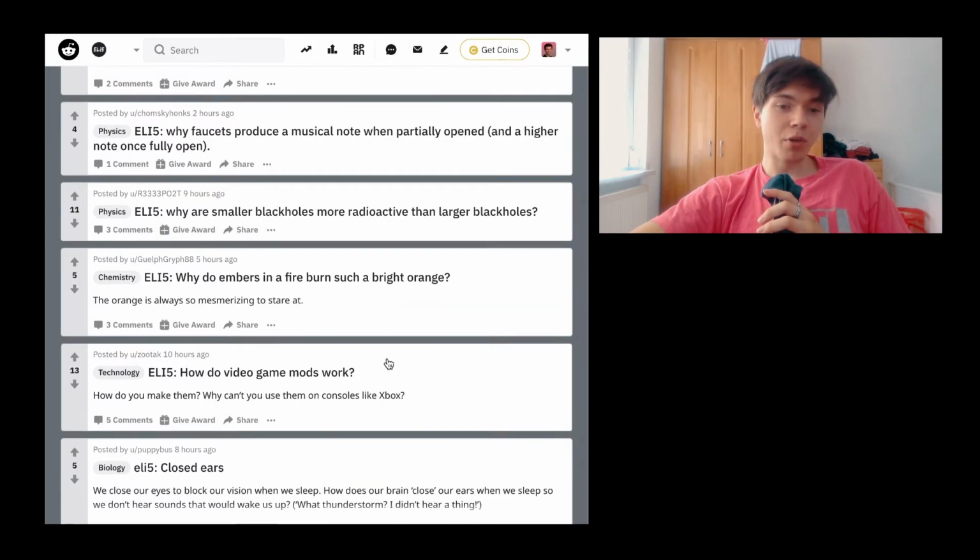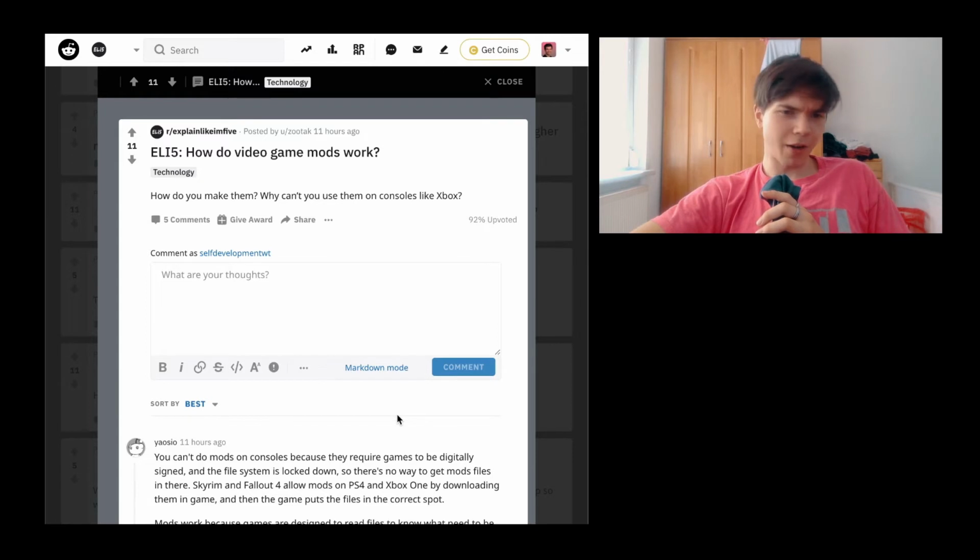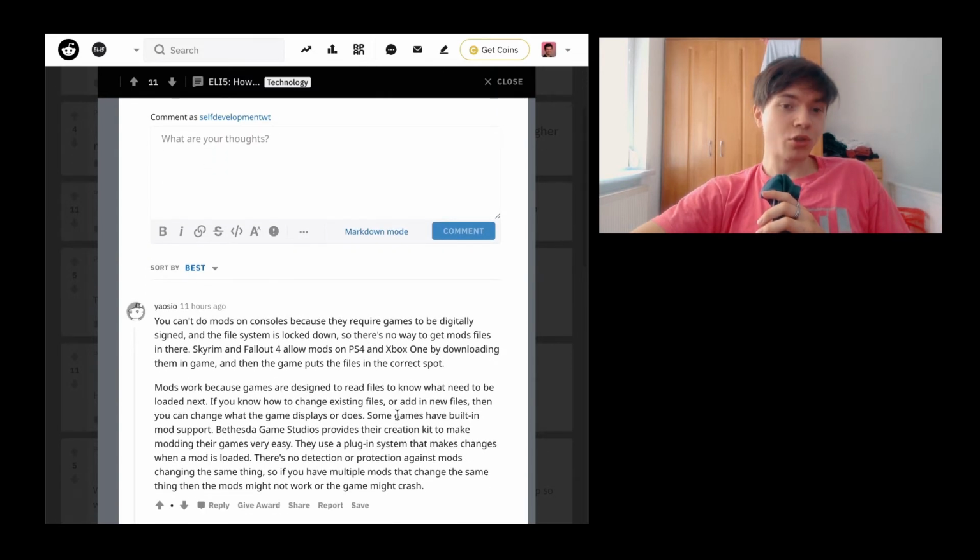How do video game mods work? How do you make them, and why can't you use them on consoles like Xbox? You can use them on consoles, but it is just a fucked up thing to do. You can't do mods on consoles because they require games to be digitally signed and the file system is locked down, so there's no way to get mod files in there.